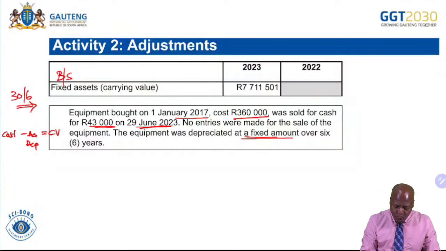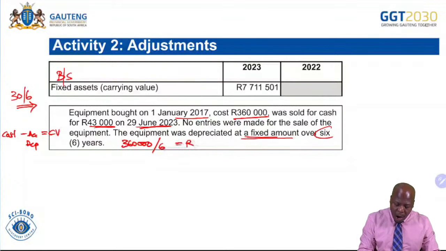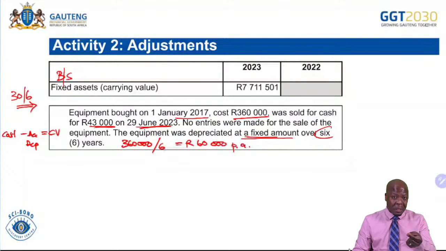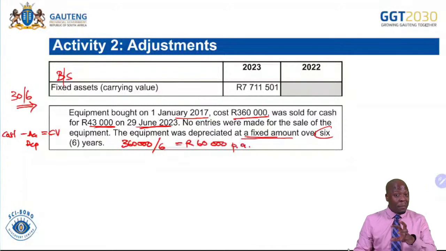If the asset was 360,000 and we are told that it was to last for 6 years, if we divide this by 6, therefore this asset was to lose 60,000 per annum to depreciation, fixed installment. The only difference is that in this question, we are not given the 20% or the 15%. We are given the number of years. But in any case, it must lose 60,000 per annum.